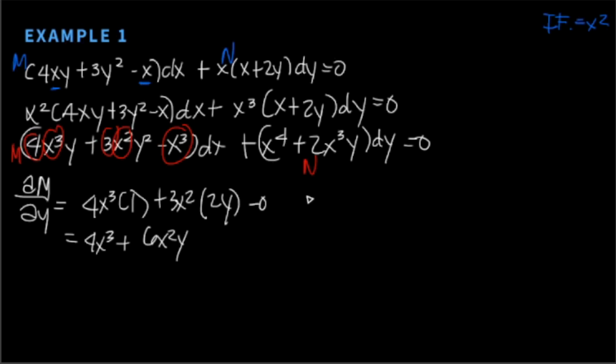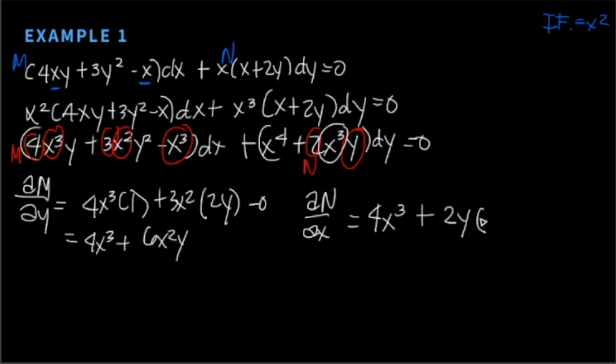So, ngayon is differentiate naman natin yung N in terms of x. So, that will be, ang constant dito is yung mga y. So, y tapos yung 2. Yan yung constants natin. So, differentiate natin yung x raised to 4. That will be 4x cubed plus 2y. Copy natin yung 2y times differentiation ng x cubed, that will be 3x squared. So, simplify natin, magiging 4x cubed plus 2 times 3 is 6, x squared y.